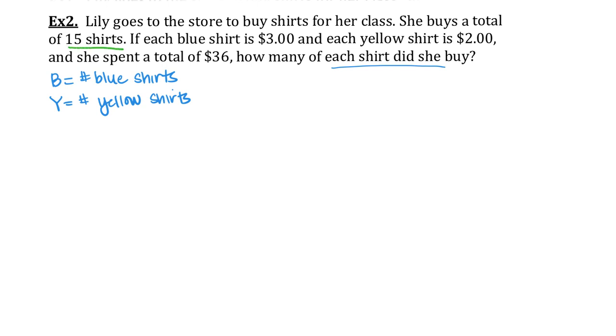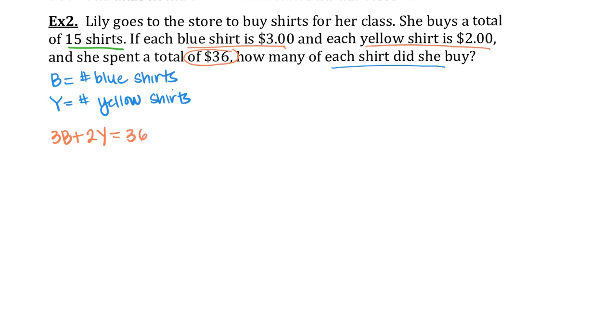We also know that each blue shirt costs $3. Each yellow shirt is $2, and she spent a total of $36. So I'm going to do the money equation first because that one seems to come more easily to me. So it's $3 per blue shirt. It's $2 per yellow shirt, and she spent a total of $36.